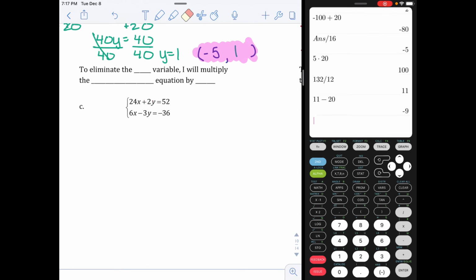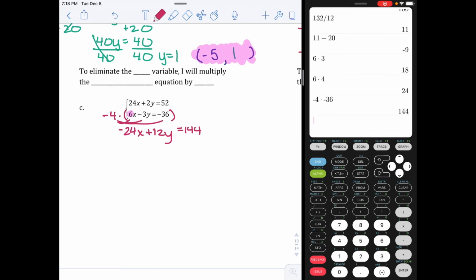The smaller one is a 6. Can I multiply that by anything? 6 times 3. No, 6 times 4. Hey, 6 times 4. Okay, so we can multiply this guy by 4. But remember, they have to be opposite signs. So I'm going to multiply by a negative 4, so it becomes a negative 24. So let's see, what do we get here? The new guy is going to be negative 24x, positive 12y. Negative 4 times negative 36, positive 144. Awesome.